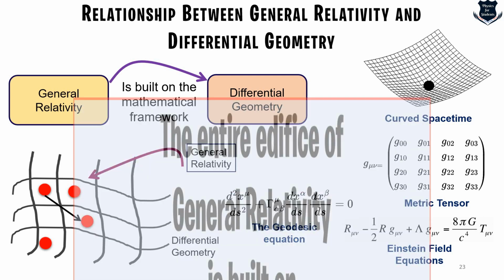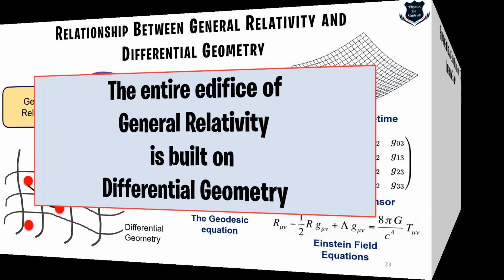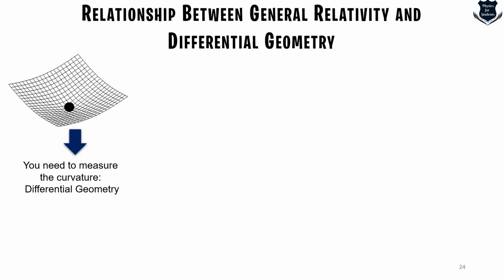So what we establish from this is that the entire edifice of general relativity is built on nothing but differential geometry. Now when we talk about the entire edifice, what are the concepts that general relativity has and which differential geometry is based on? The first thing is this one, which I have already showed you.